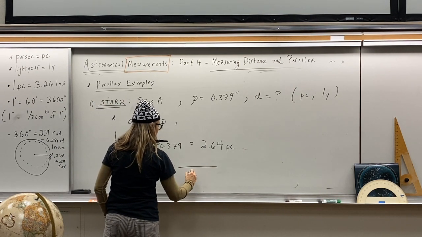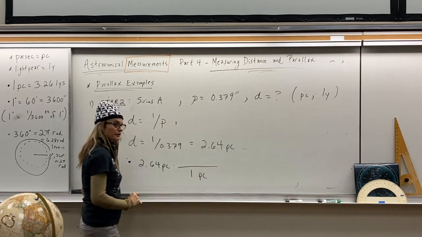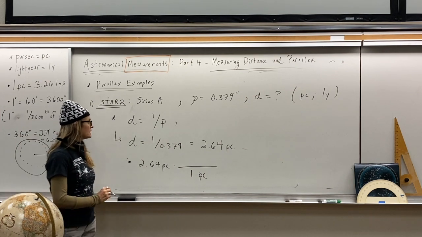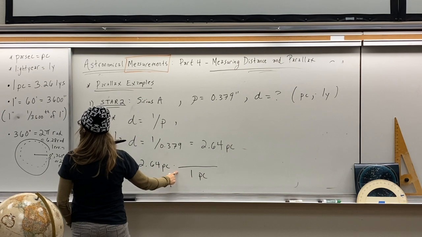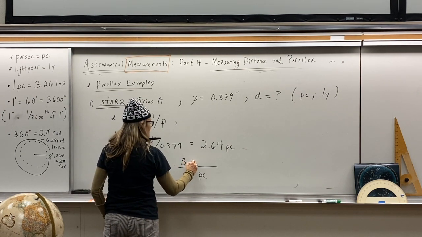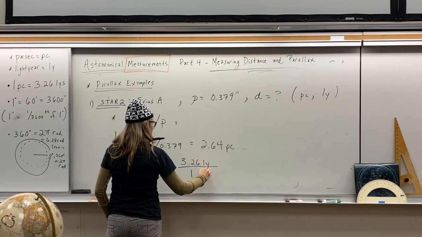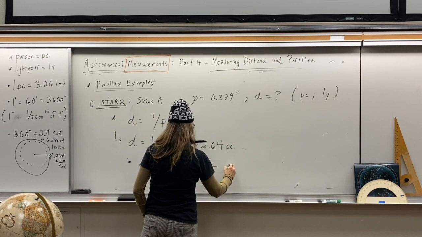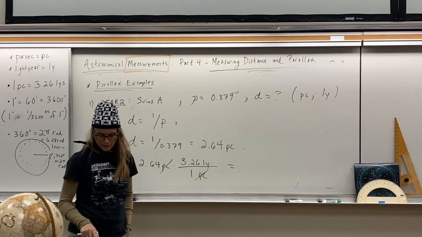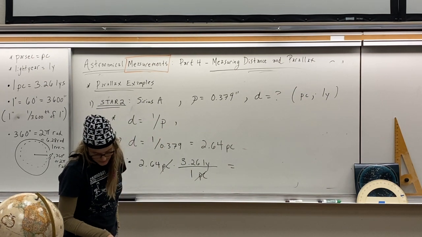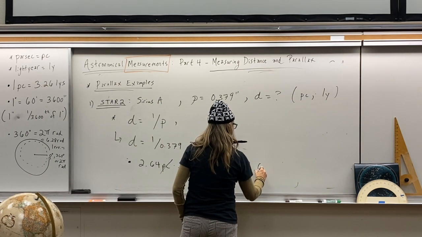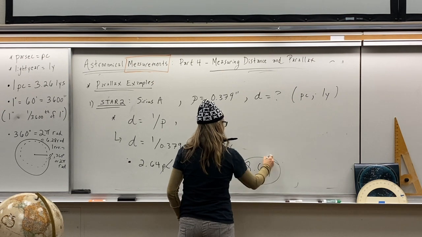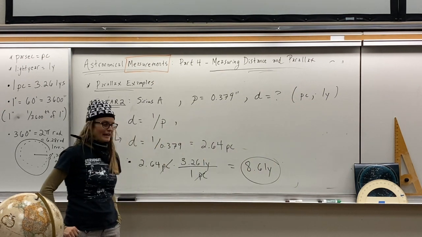Okay, and then we go 2.64 PC will give us how many light years? Well, let's multiply by our conversion factor. 1 PC is 3.26 light years. And we cancel our PCs, and we get a value of 8.6 light years. Okay. So that's Sirius A.